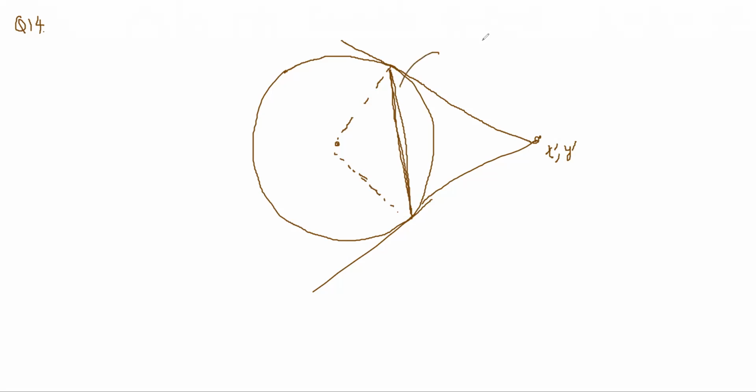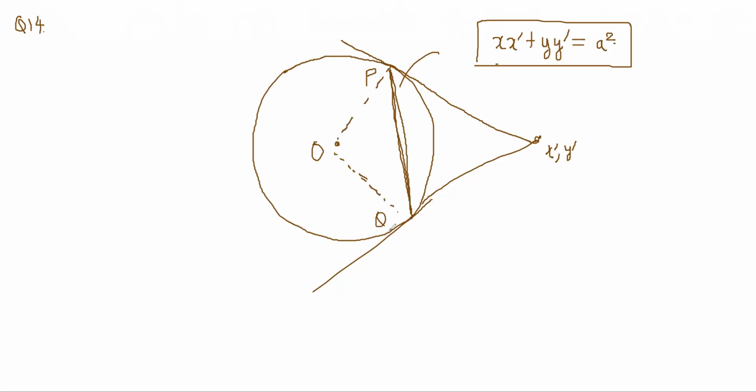Chord of contact equation is what? xx' + yy' = a². This is subtending a right angle at the center. That means this pair of straight lines OP and OQ has an angle between them of 90 degrees.